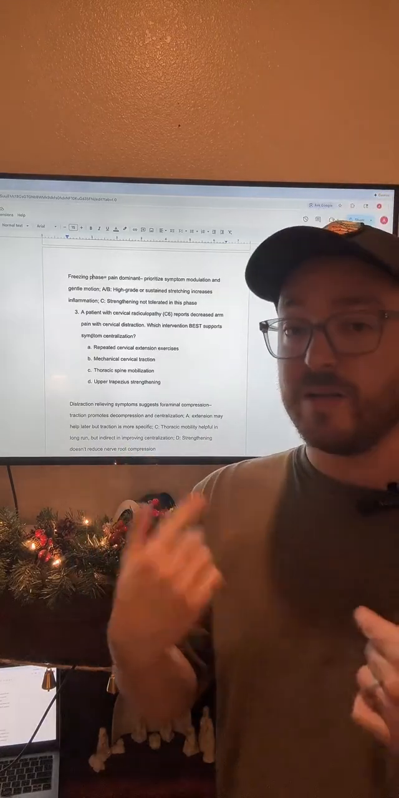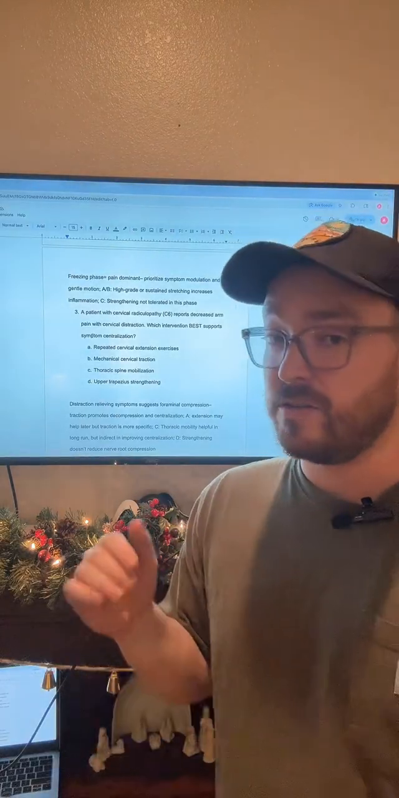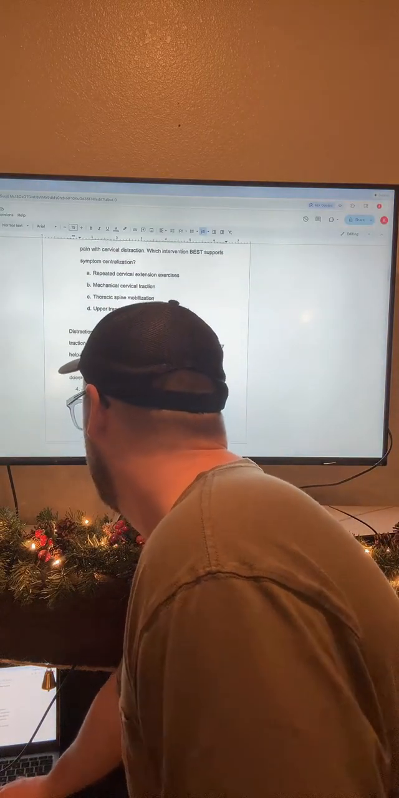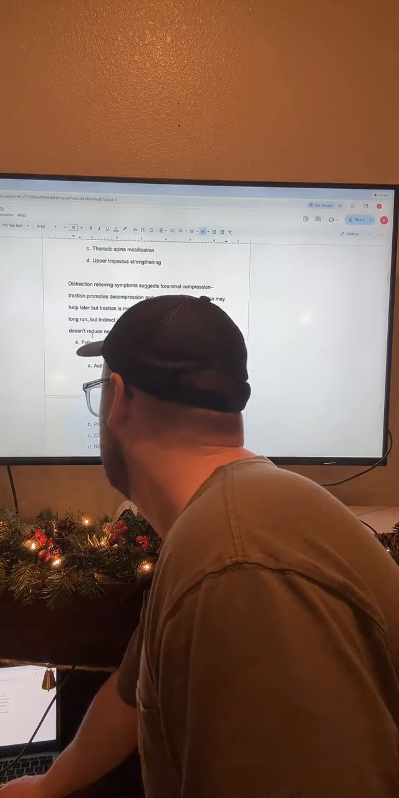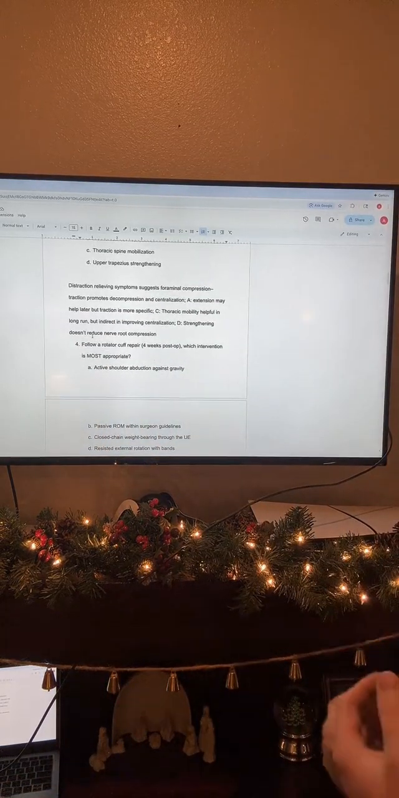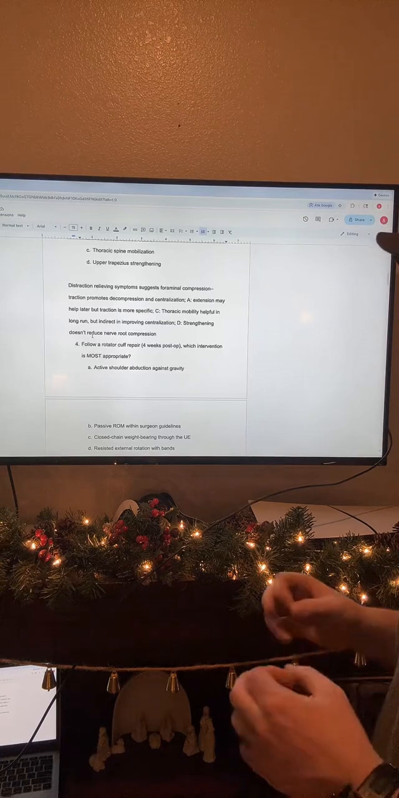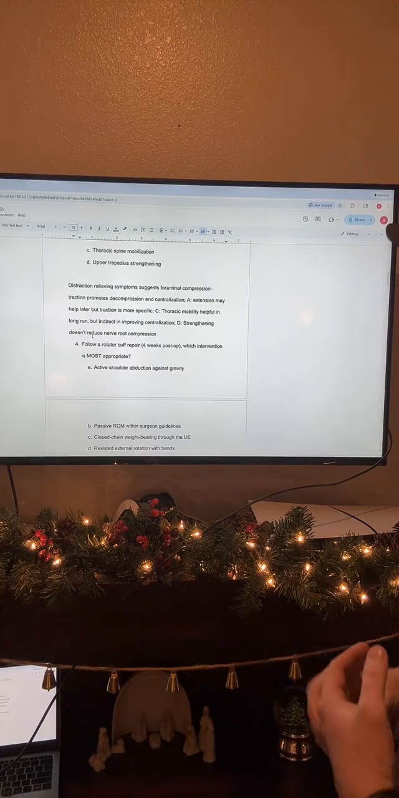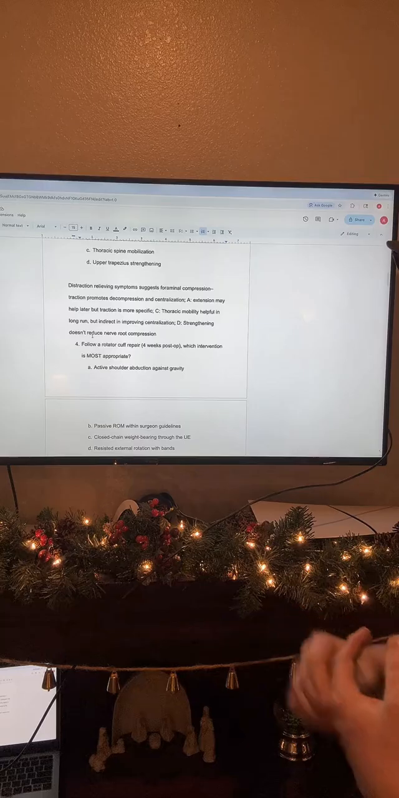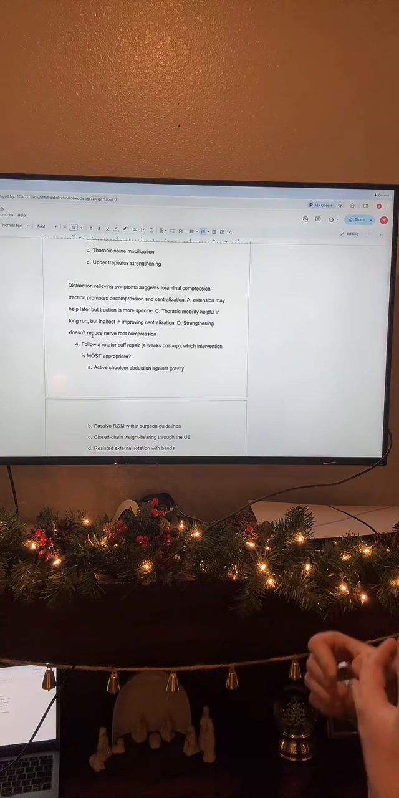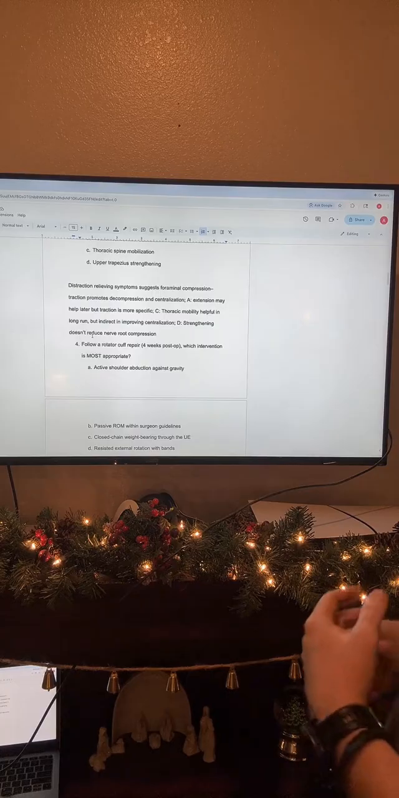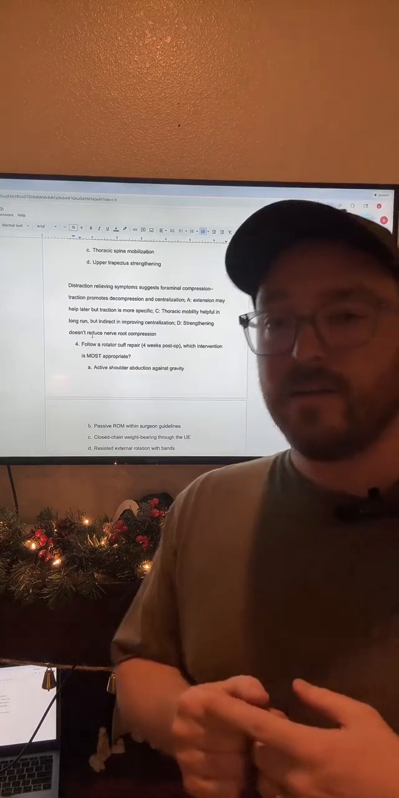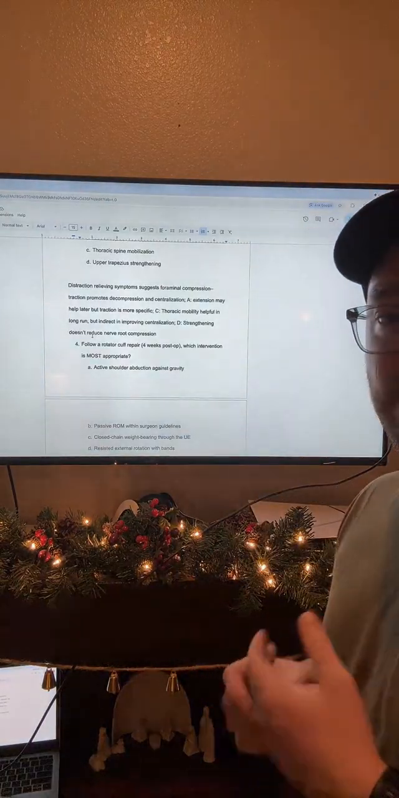I'm just going to keep on going through, but if you guys have questions as we go, just type them in and I'll stop and address the question, okay? So let's move on to number 4. Following a rotator cuff repair 4 weeks post-op, which intervention is most appropriate? A, active shoulder abduction against gravity. B, passive range of motion within surgeon guidelines. C, closed chain weight bearing through the upper extremity. Or D, resisted external rotation with bands. So, go ahead and submit your answers.